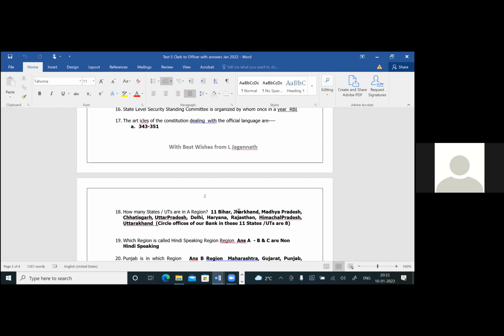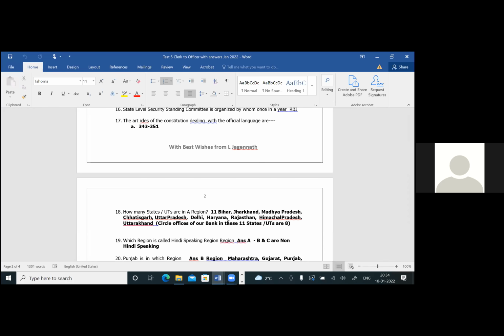A region means the 11 states or union territories brought under it, and they are called Hindi speaking states or union territories. The states and union territories in B and C regions are called non-Hindi speaking. So we have 11 states and union territories. How many circle offices does our bank have in these 11 states and union territories? There are 8 circle offices. For our bank's purpose, the 11 states are divided into 8 circle offices.